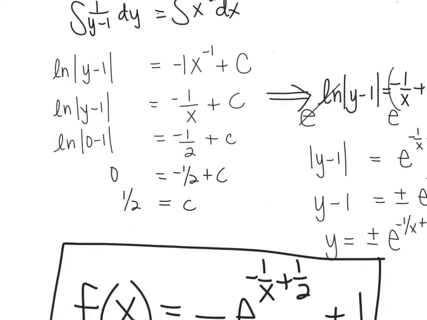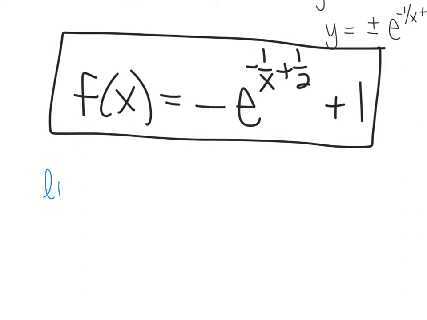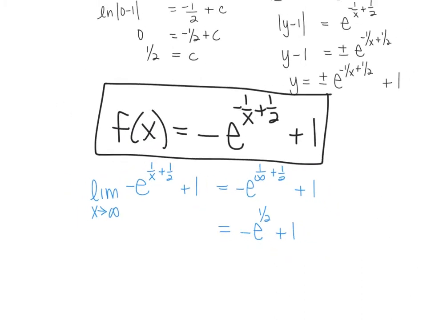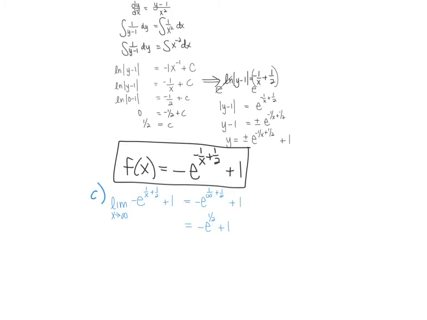So back to my f of x, I'm supposed to find the limit as x approaches infinity of this function. So if I put infinity in here, 1 divided by infinity, we've talked about, is really, really small. It's like having nothing. So I really get negative e to the 1/2 plus 1, because this 1 over infinity is pretty much 0. That's the answer. So even if you got part B wrong, if you use part B correctly for part C, you would get the points.